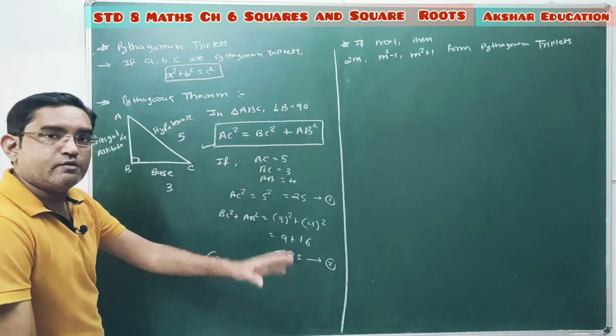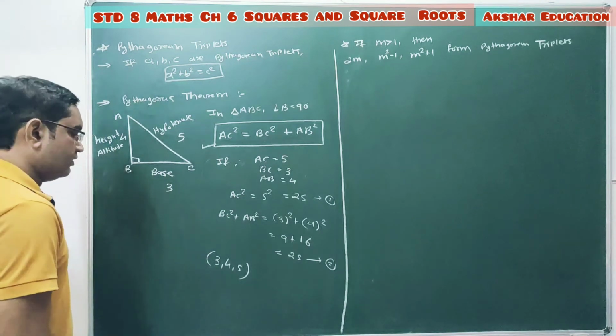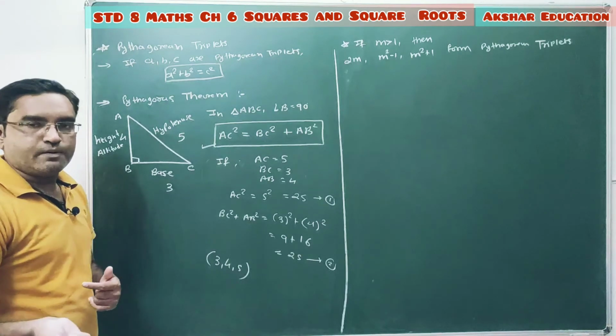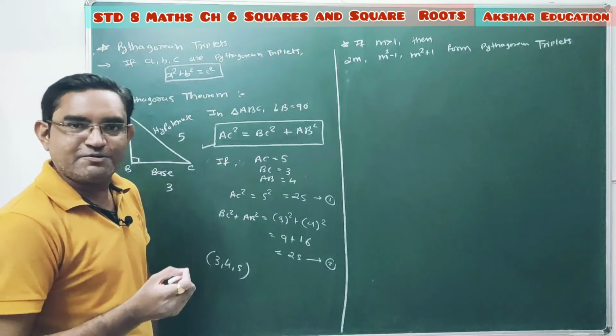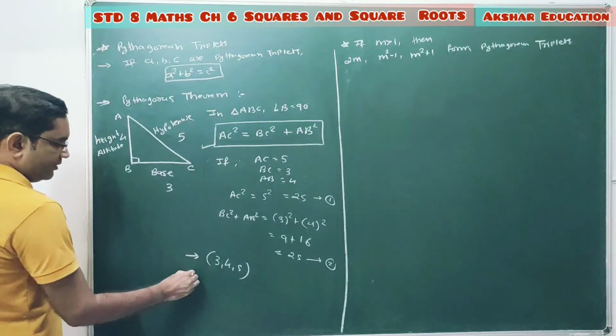There are so many Pythagorean triplets, out of which I am also writing one more example, and you have to find the remaining Pythagorean triplets by yourself, and comment your answer in our comment box. Clear, students? For example, this is one Pythagorean triplet.